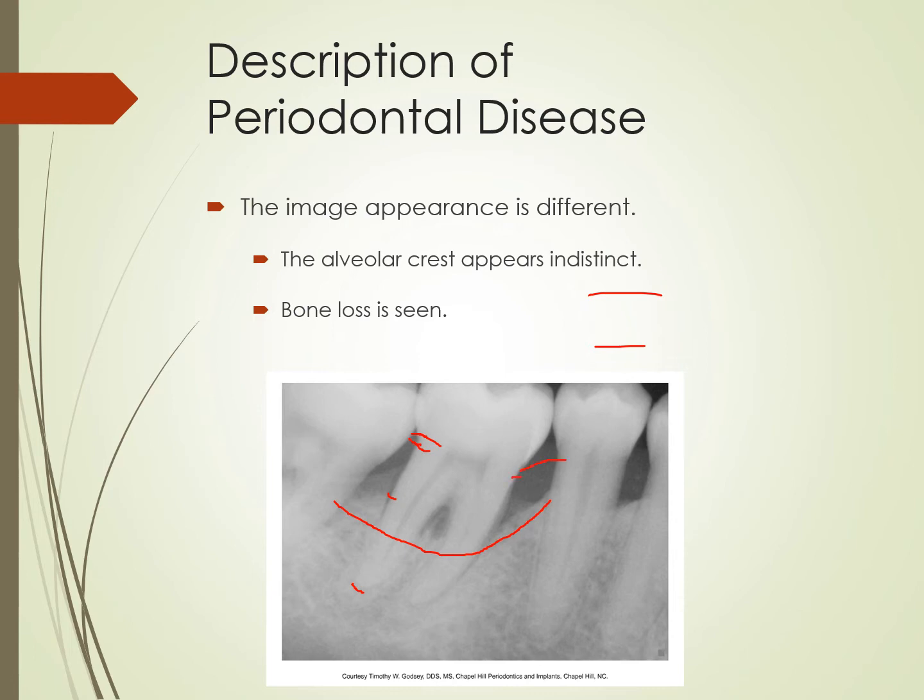This is where the bone should be. This is kind of where the bone is. This is where it ends. 50% of the bone around this tooth. So it has a lot less support than it should.